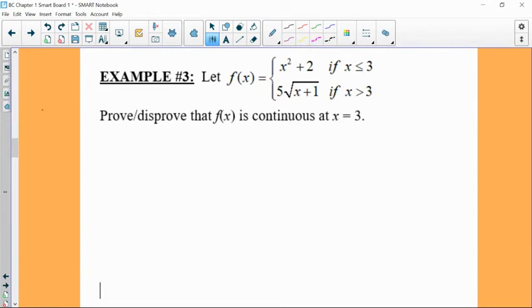Okay, so again, I'll do one more example here. 3 things to show. Limit as x approaches 3 from the right of f of x. So you have to tell me what you're doing. You can't just put in 3 and give an answer. You have to formally state it. So x approaching 3 from the right. So that's 5 times the square root of 3 plus 1. So that's 10.